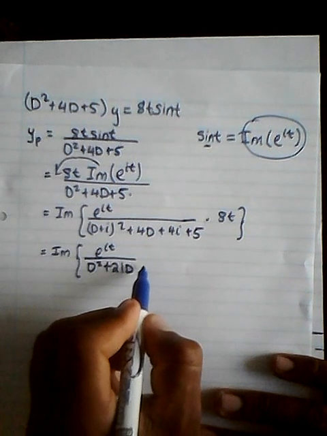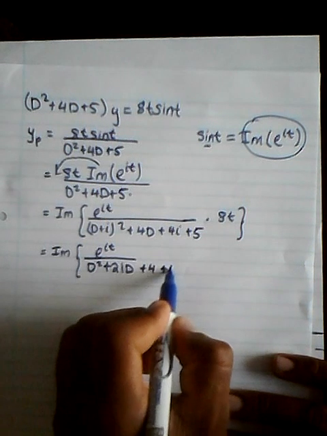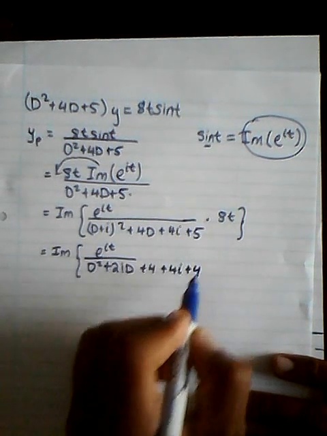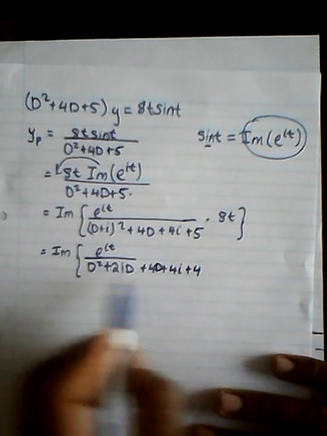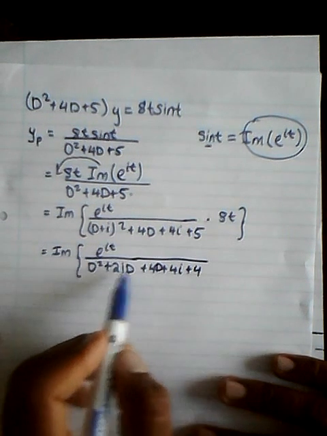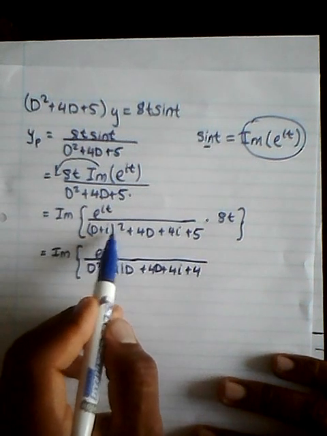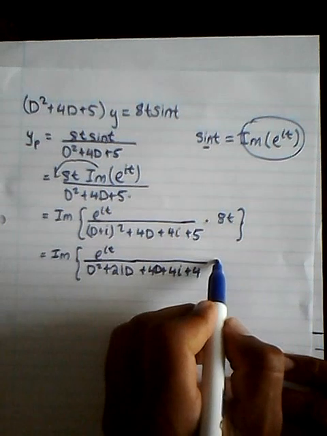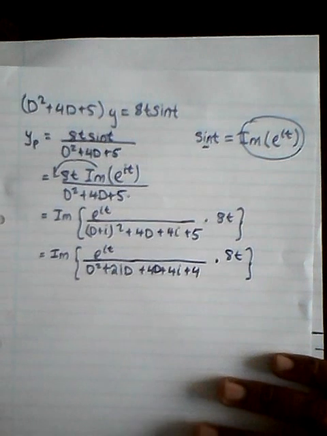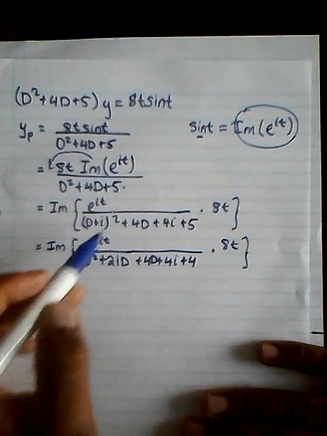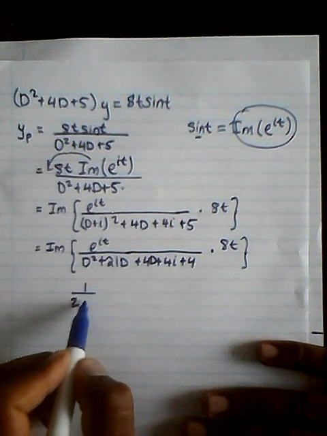So we have plus 4D plus 4I plus 4. Sorry, it should be 4D here. Note that the minus 1 here and this 4 come from 5 minus 1, and I multiplied by I. Everything is multiplied by 8t.